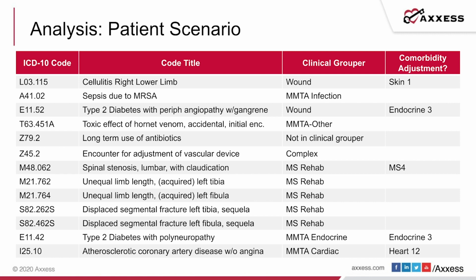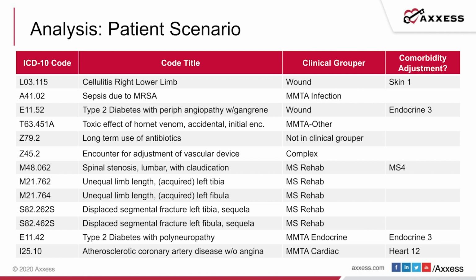That would also fall into the clinical grouper, and you see it's an endocrine 3 for comorbidity adjustment. Then we're coding the toxic effect of the hornet venom, accidental, initial encounter. That's what caused all this. It's still going on as the underlying reason. We put an A at the end of that, and it's MMTA other. Next, we have long-term use of antibiotics, Z79.2, and guess what?